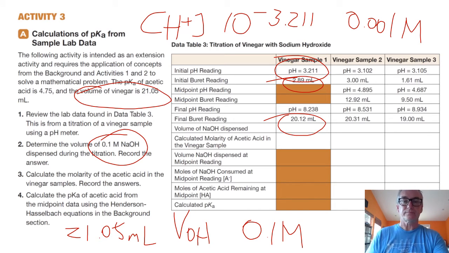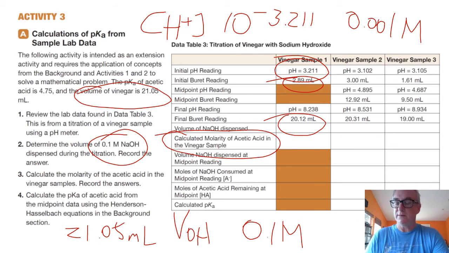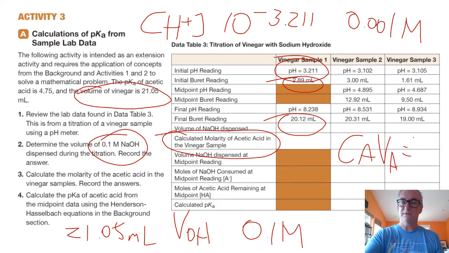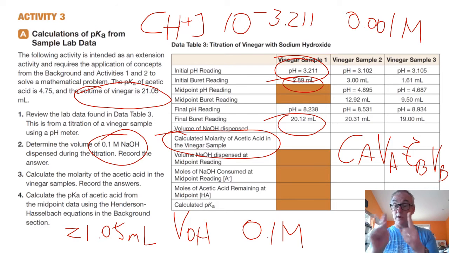Okay? So we need that information. So here, it's fairly straightforward to calculate the molarity of acetic acid. It's just concentration acid times volume acid equals concentration base times volume base. It's a one-to-one relationship, so we can use this equation.